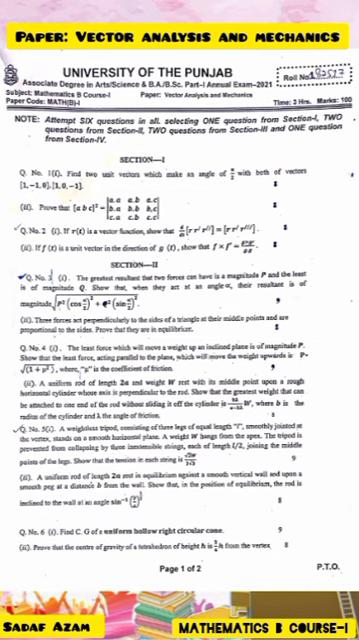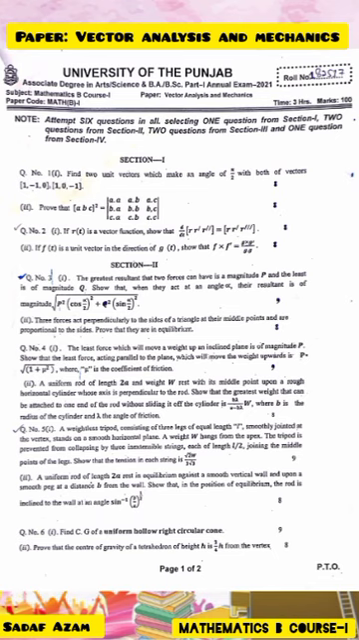2. A uniform rod of length 2a and weight W rests with its middle point upon a rough horizontal cylinder whose axis is perpendicular to the rod. Show that the greatest weight that can be attached to one end of the rod without sliding it off the cylinder is (b lambda over a minus b lambda) W, where b is the radius of the cylinder and lambda the angle of friction.